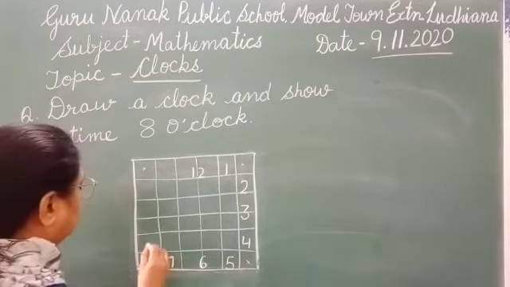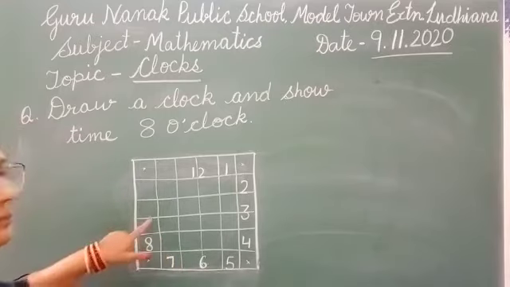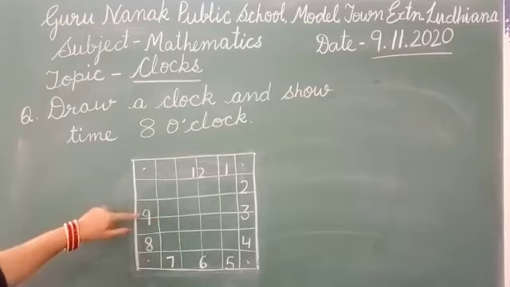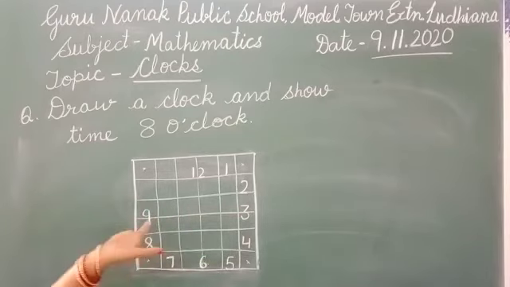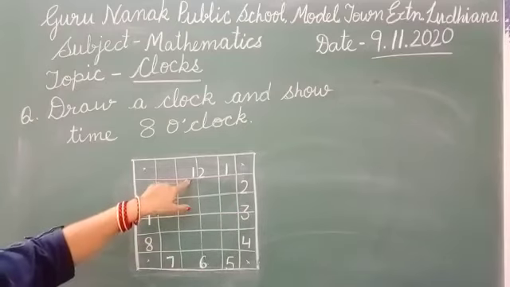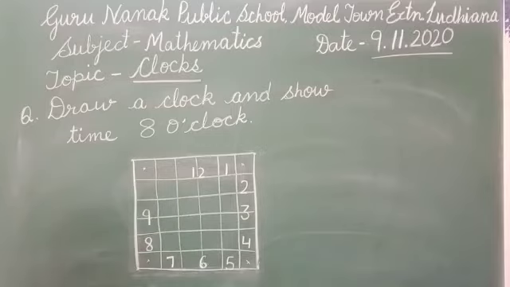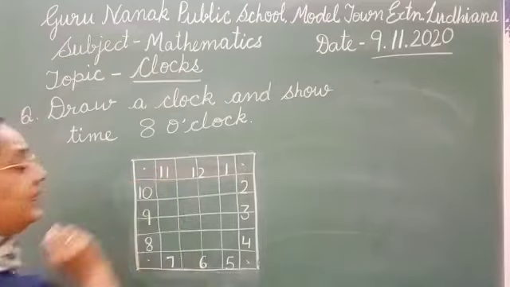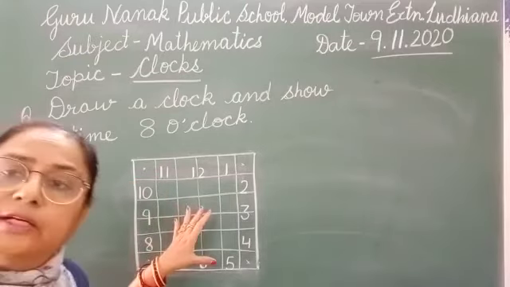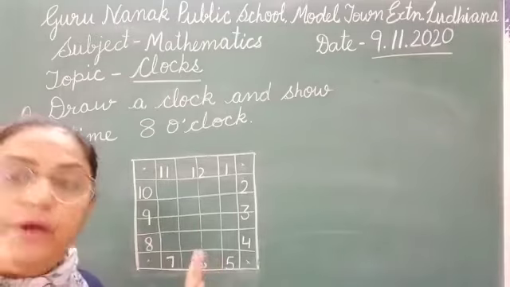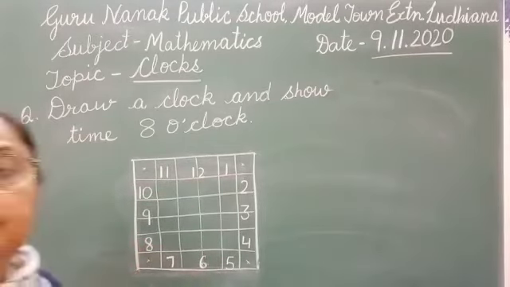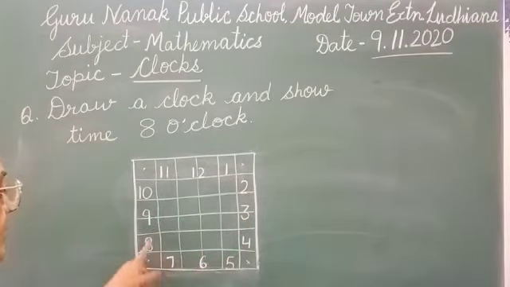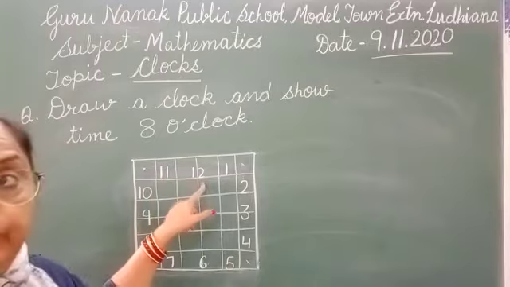Then 7, 8. Next number is 9. 9 again we will use 2 boxes, third and fourth, in front of 3 in the same way. 6 in front of 12 in the same way. Next is number 10, 11. Right? Now, it's not a complete clock. We have to draw hands also. But how many numbers are there on the clock? 12. 1, 2, 3, 4, 5, 6, 7, 8, 9, 10, 11 and 12.